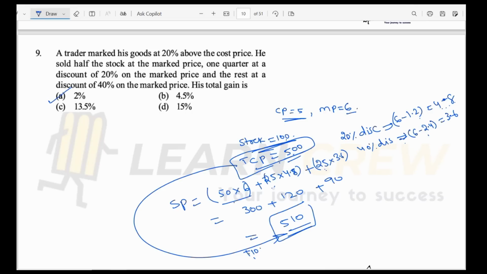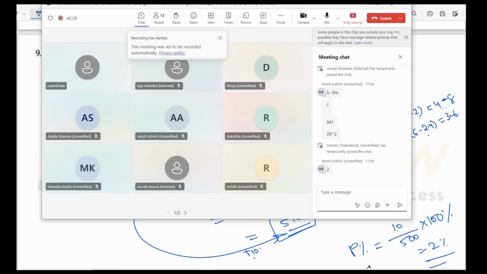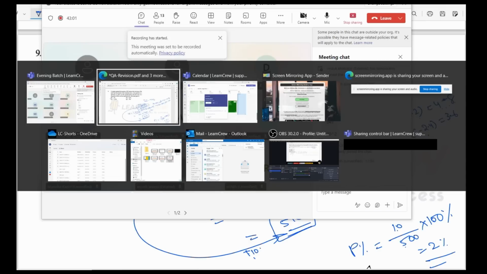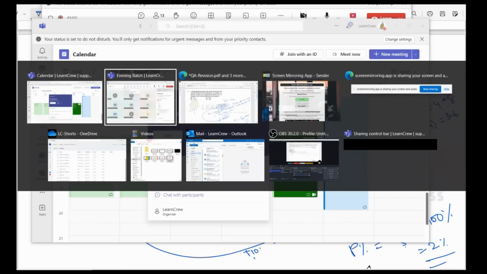Profit is 10 rupees. Profit percentage means profit by cost price into 100. So you will get how much? 2%. Give the priority for mind calculations. Is it okay? Understood or not? Good. Some people have answered. Good.